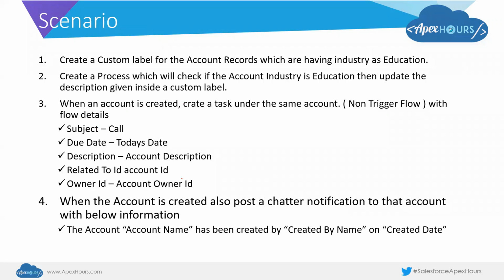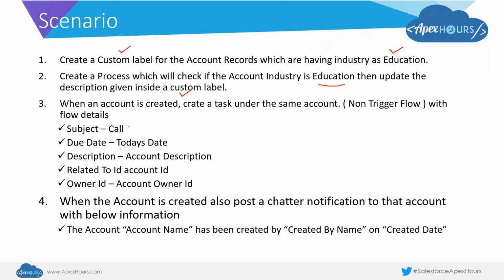So let's quickly talk about the scenario that we are going to discuss in this video. First, we'll create a custom label for account records which have industry as education. So basically we have a custom label, and we'll say that whenever a new account record is created with the industry value education, we are going to update the description of that account record with the value which is inside the custom label. That is one thing that we are going to do.